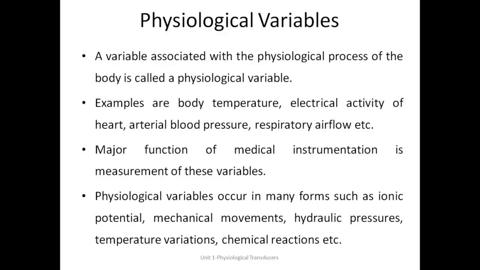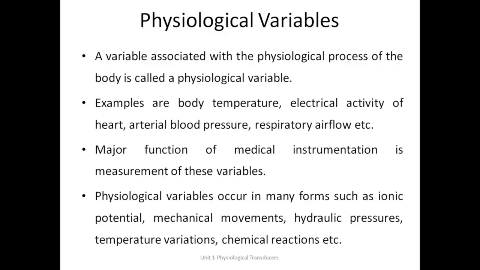Now, what is a variable? A variable actually is any physical quantity that changes, the value of which changes with respect to time. Okay, and any physical quantity or variable which is related to the physiological state of an organism or a physiological process of an organism is called a physiological variable. So a variable associated with the physiological process of the body is called a physiological variable. For example, it could be body temperature, it could be activity of the heart, it could be blood pressure, it could be respiratory airflow, etc.